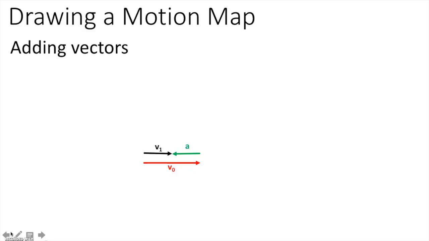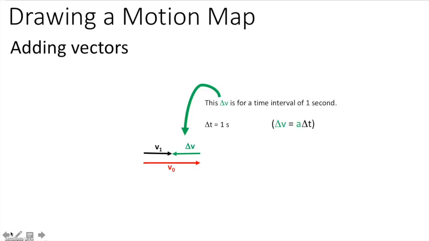That acceleration for us is for the time interval of 1 second. If we manipulate that a little bit, we can actually show that it can be delta v. The change in velocity is equal to acceleration times the change in time. The change in velocity and acceleration are numerically equal. And we can see that v at 0 plus delta v equals v at time 1.